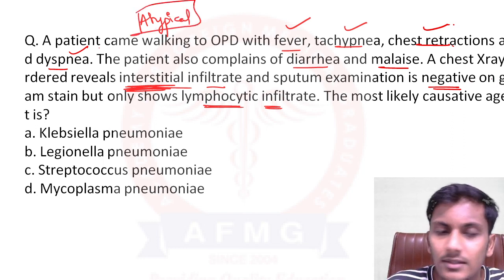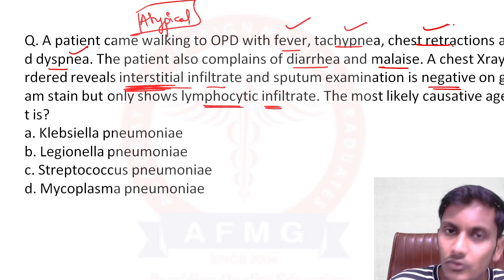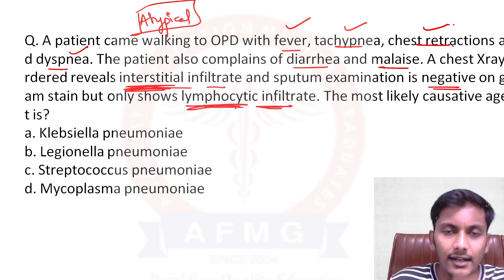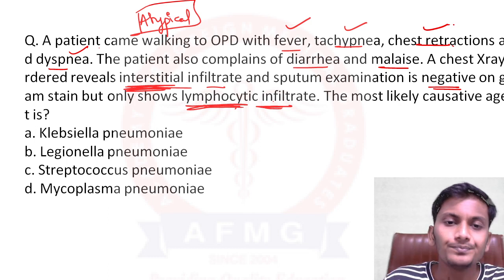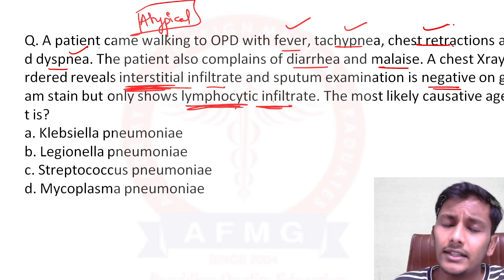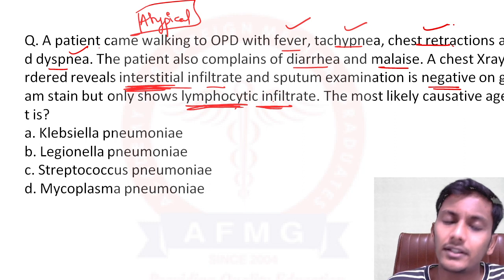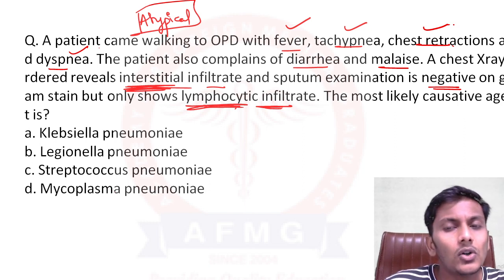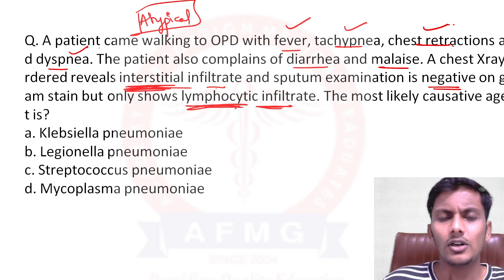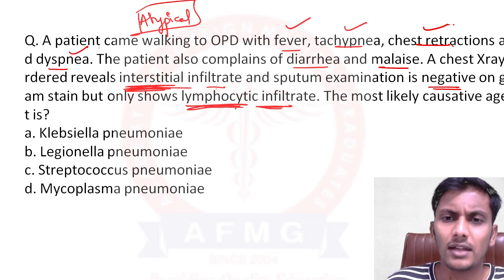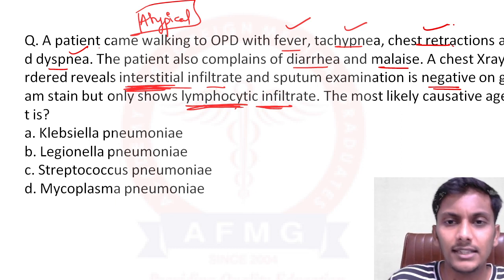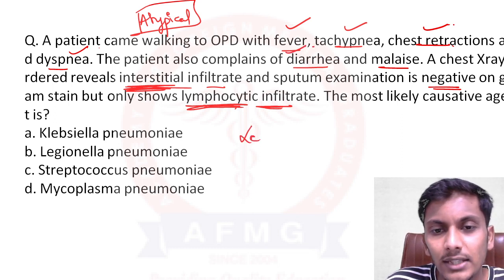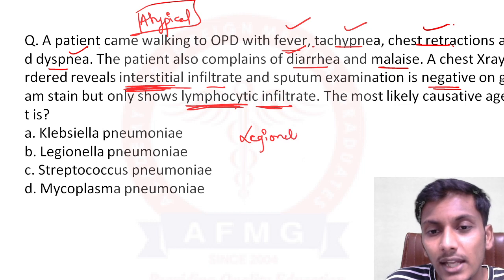Sputum examination is negative on gram staining, which is usually the case in atypical pneumonia, and shows lymphocytic infiltrate. Again, our diagnosis can be confirmed by this. Usually lymphocytic infiltrate is seen in atypical pneumonia, neutrophilic infiltrate is seen in typical pneumonia. The most likely causative agent is now? What we have seen, the most common cause of atypical pneumonia is Mycoplasma, but there is anemia seen along with it, not diarrhea. So please remember, diarrhea is usually seen in cases of Legionella pneumophila.